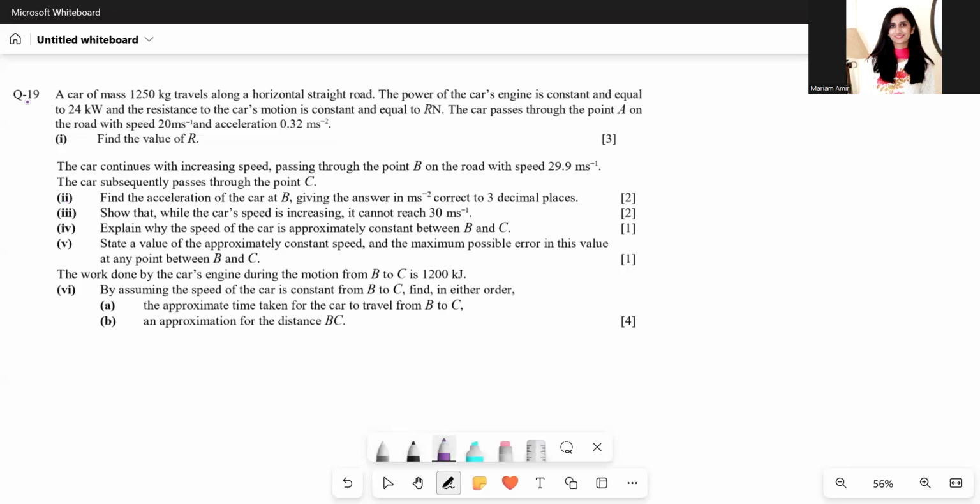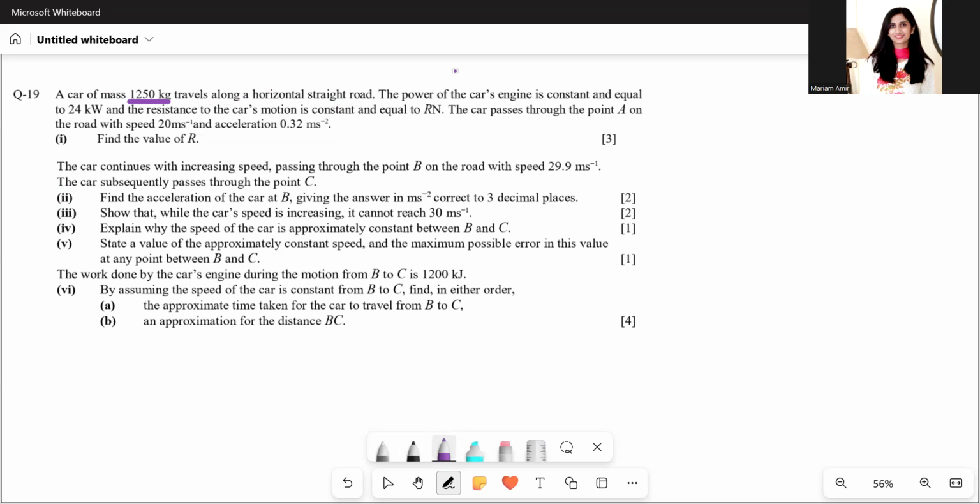Question 19, work power energy worksheet. A car of mass 1250 kg travels along a horizontal straight road. The power of the car's engine is constant and equals 24 kilowatts, and the resistance to the car's motion is equal to R. Okay, so the car is moving on a horizontal straight road.